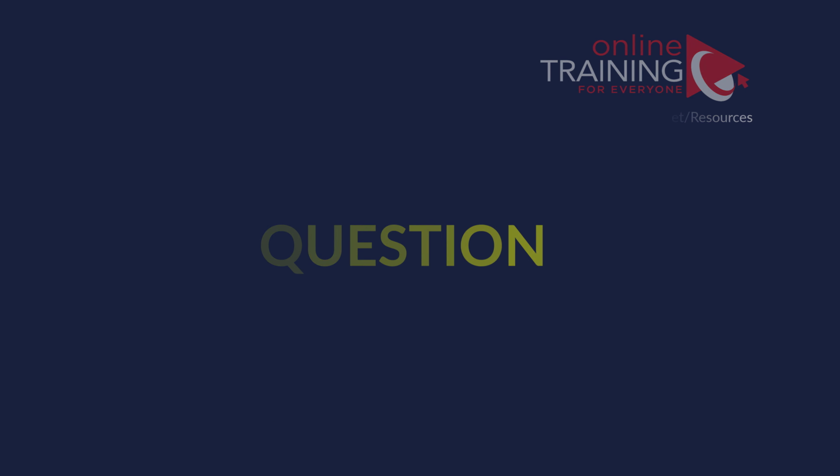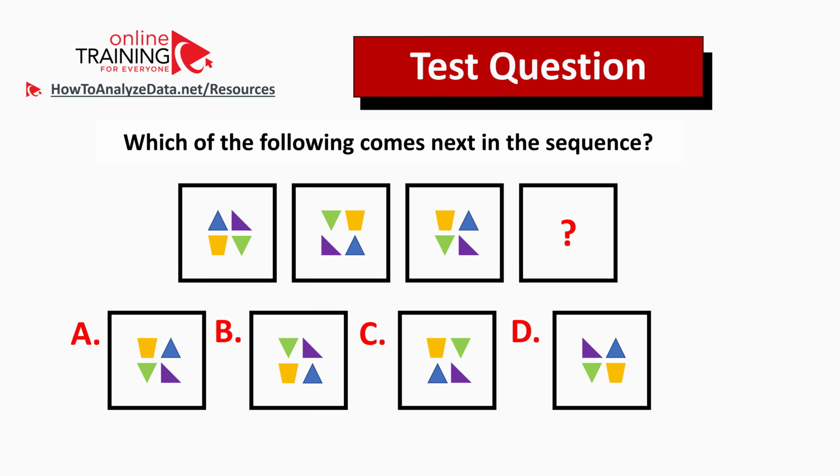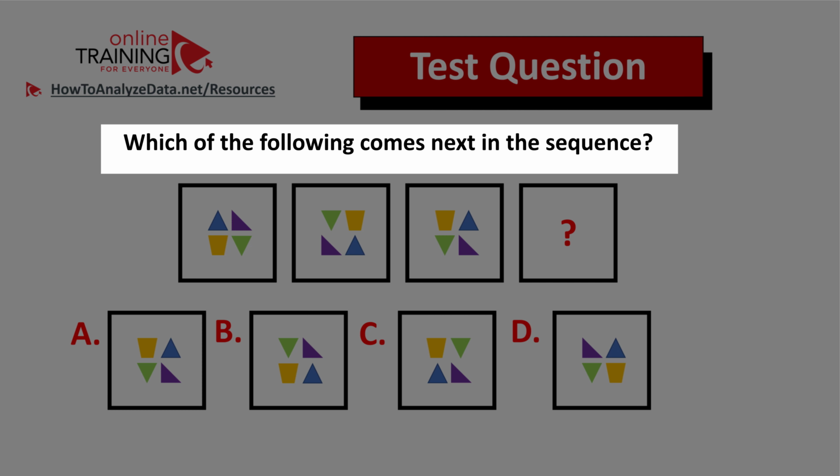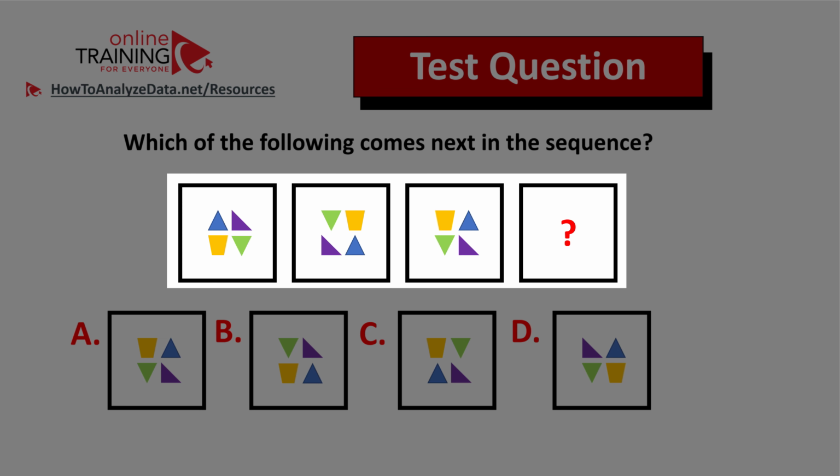Here's the tricky question to test your pattern recognition skills. Which of the following comes next in the sequence? You're presented with the sequence of 5 squares. Each square has smaller shapes inside.